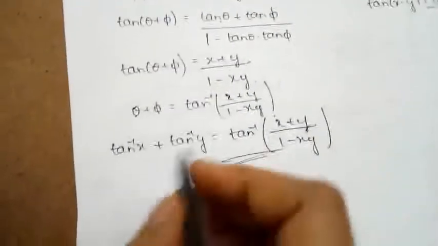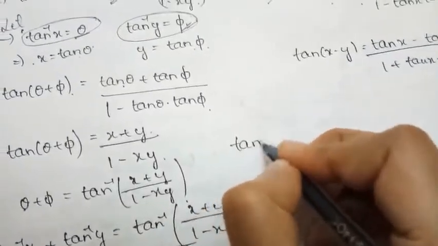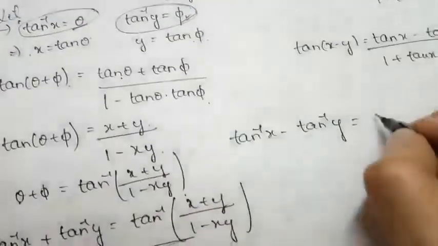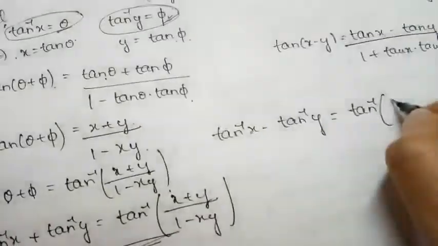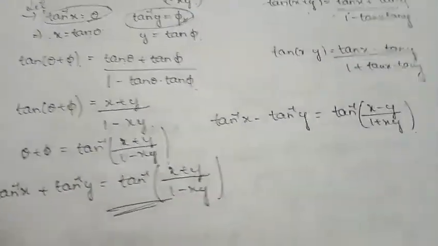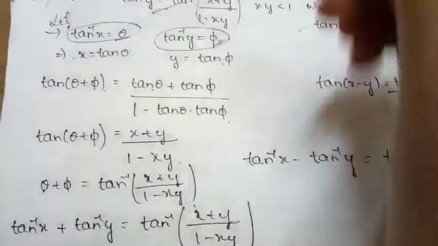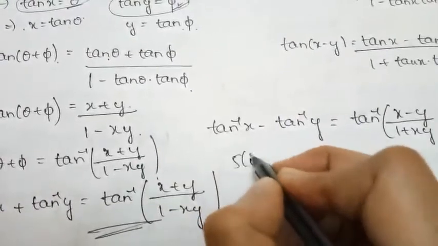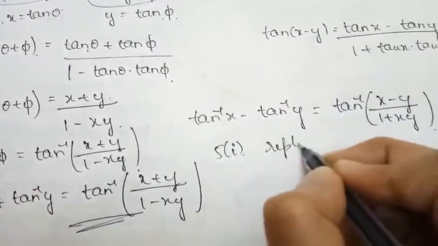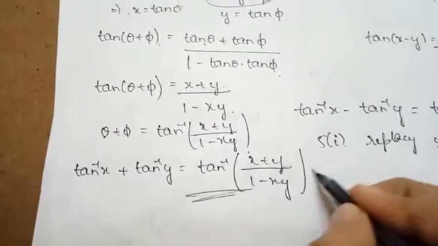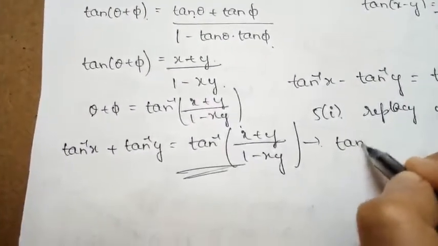Similarly we have another property, that is tan inverse of x minus tan inverse of y is equal to tan inverse of x minus y divided by 1 plus xy. For proving this one, I am not going to deal with all these properties. In property 1, I am replacing y by minus y. So what was our property? This was our property. By looking at this, I can now write, replacing y by minus y.